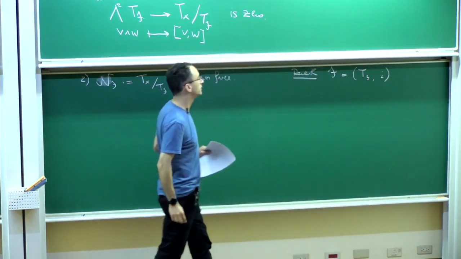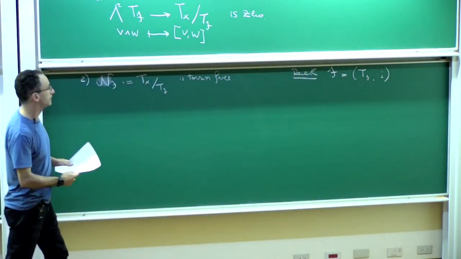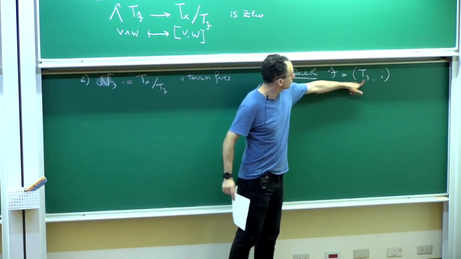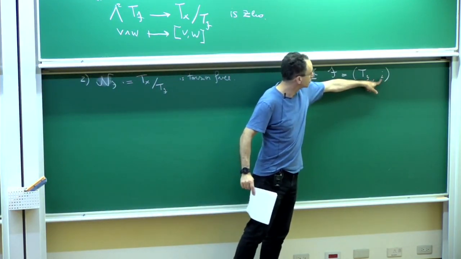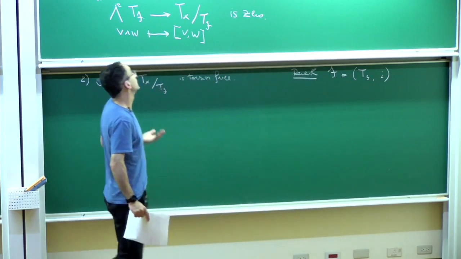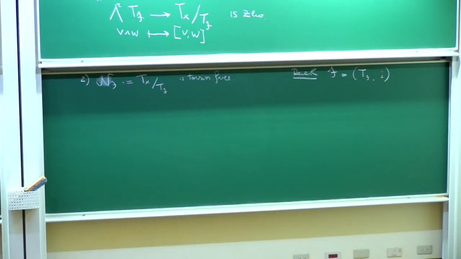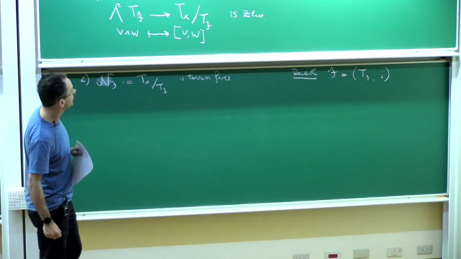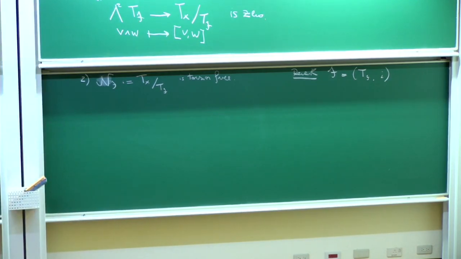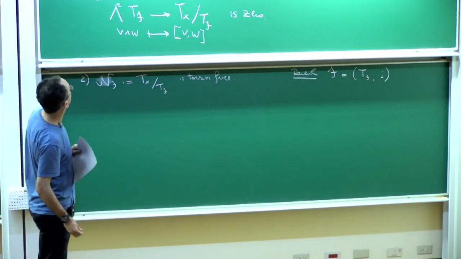I'm never going to use this notation. But what I'm trying to say is that it's not enough to think of F equal to T_F. You really need to think how T_F is inside T_X. I mean, of course, it's easy. Just take a product of two varieties, so you can get a lot of different embeddings of the same sheaf, but completely different foliations. Okay, so this was the first remark.